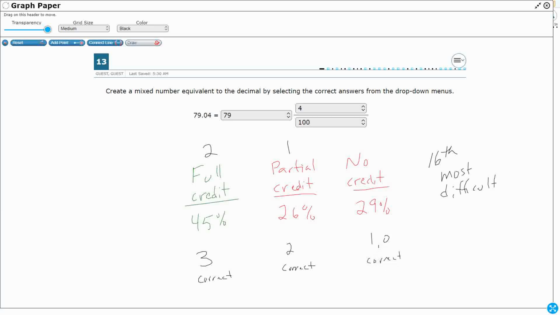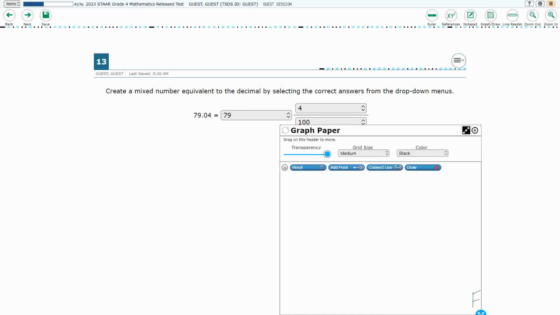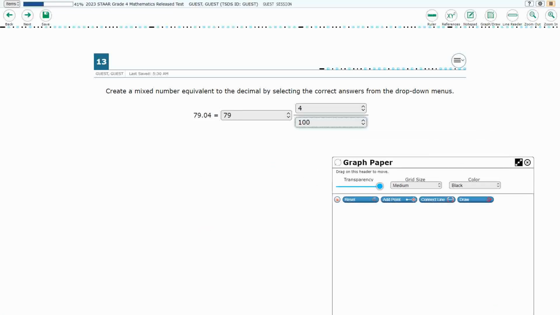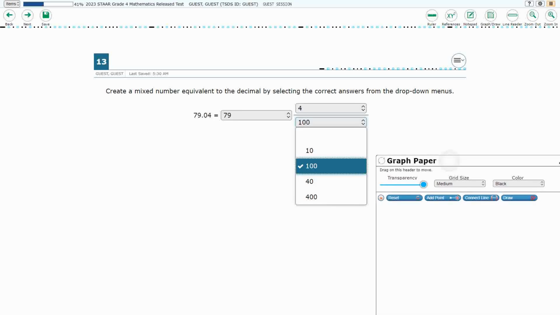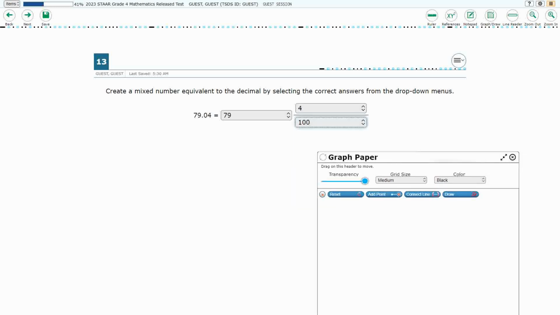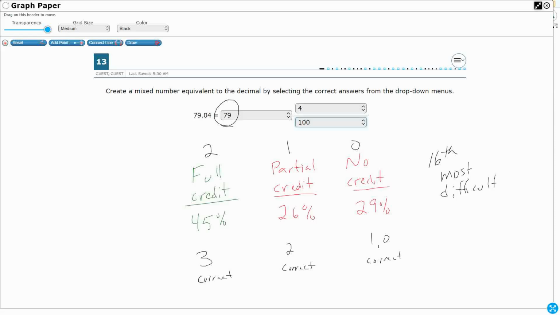That's the no credit. And so I'm hoping a lot of students grab that 79, but then the question is what did they do after that? And I think the biggest issue for some of our students might be, is that 4 tenths? Is that 4 hundredths? The 40ths and 400ths doesn't make much sense, besides, they just have the digit 4 in there. But this seems like a very straightforward problem.